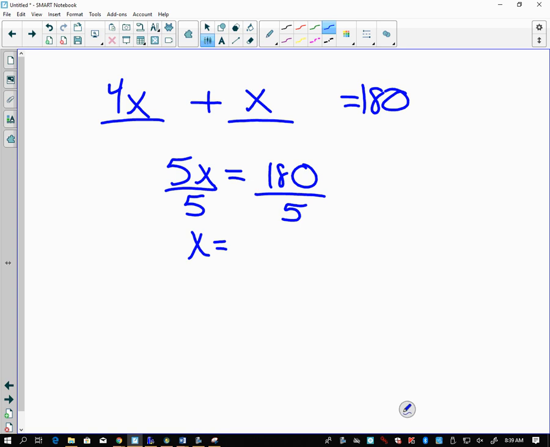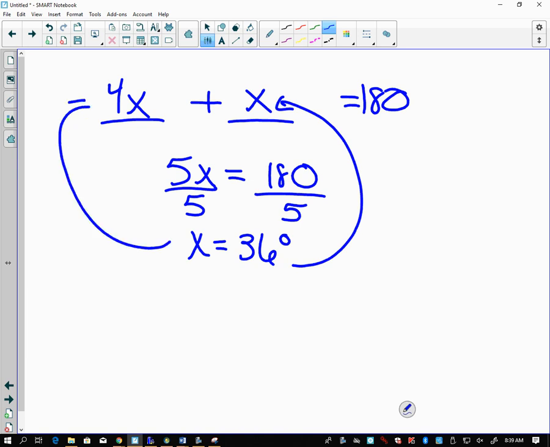Is it 36? The question that gets asked is, what is each angle? Well, this angle right here is 36 degrees. So how do I find out what this one is? Plug it in. What's 4 times 36? So 144 degrees and 36 degrees. That's how we do that question.